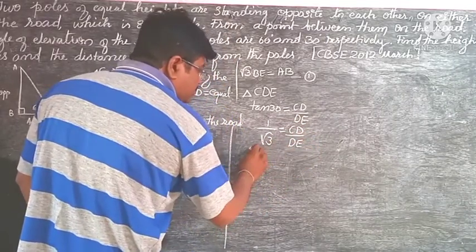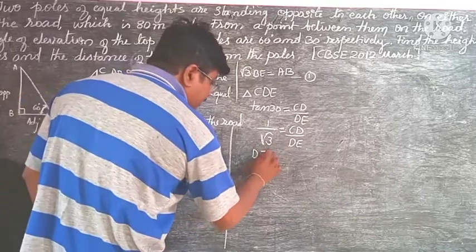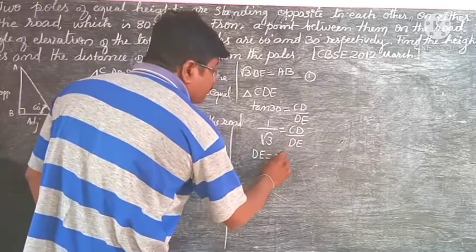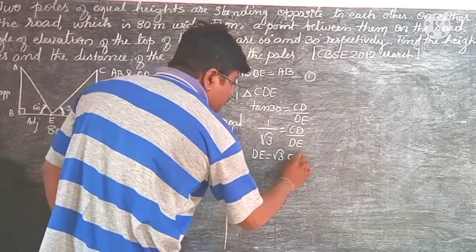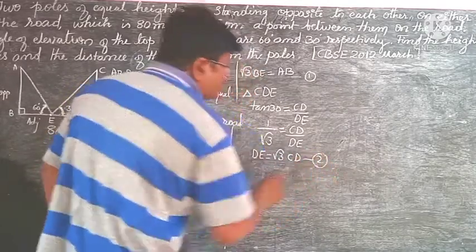Therefore, by cross multiplication, what do we obtain? DE is equal to root 3 into CD, called equation number 2.